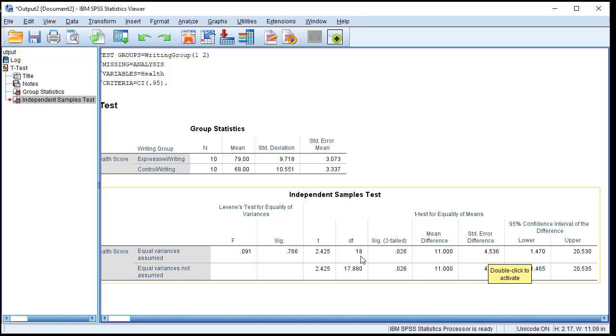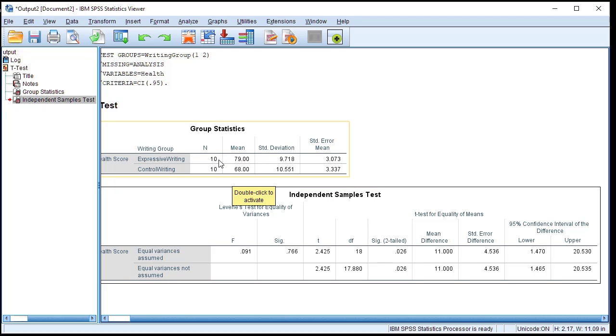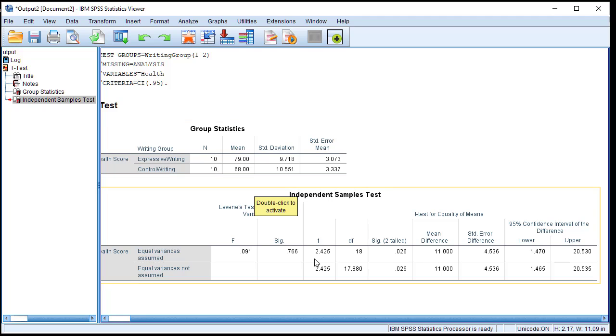There are 18 degrees of freedom, which is the number of people in group 1 plus the number of people in group 2 minus 1 each time. So it's n minus 1, which is 9, plus n minus 1, which is 9. 9 plus 9 equals 18. The significance for our test is 0.026.